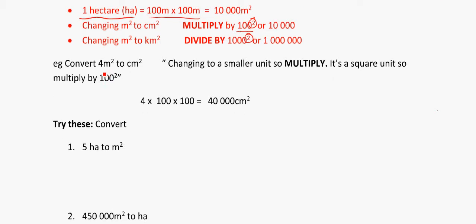Convert 4 metres squared to centimetres squared. Okay, we're going to change to a smaller unit, so we're going to multiply. What are we going to multiply by? Because it's metres squared, it's a square unit, so we have to multiply by, there's 100 centimetres in a metre, so times 100 times 100. Or you can just put it in your calculator as 4 times 100 and press the X squared button. And you get 40,000 centimetres squared.